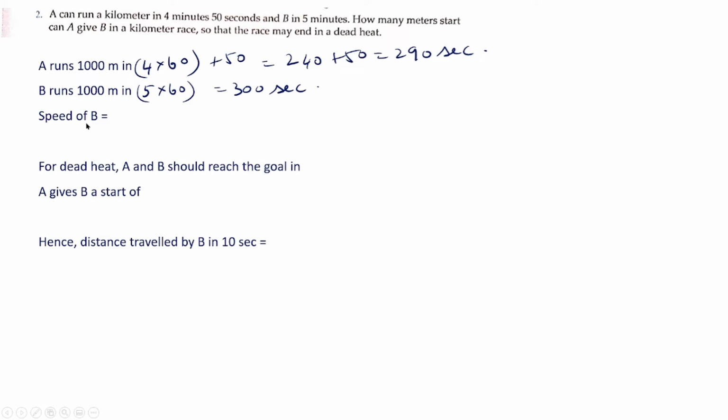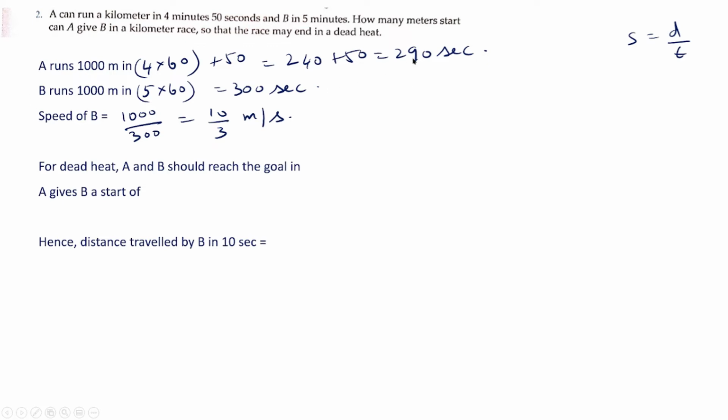And now speed of B. B runs 1000 meters in 300 seconds. So speed of B will be, we know speed is given by distance by time, so it is 1000 upon 300, or 10 by 3 meters per second. So for dead heat, A and B should reach the goal in 290 seconds. They have to finish at the same time.